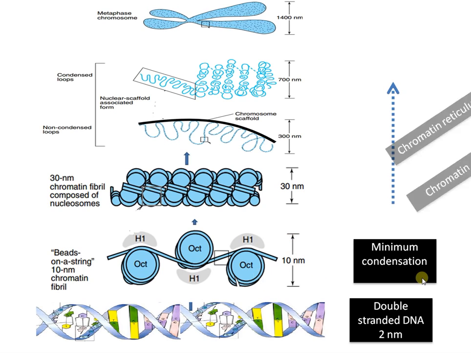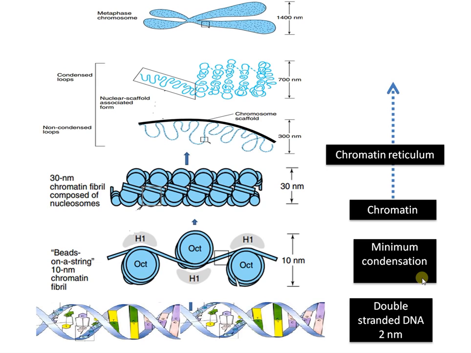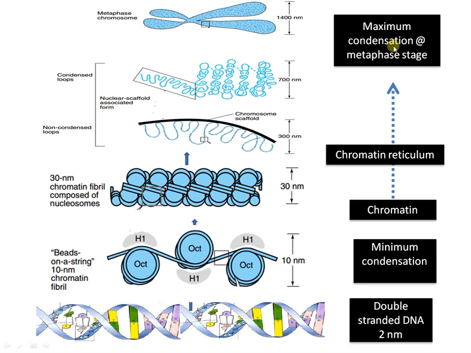This is further condensed, and we call it by different names at different levels of condensation. We call it chromatin or chromatin reticulum during prophase or interphase, where it appears as a thread-like structure. We call it a chromosome when there is maximum condensation, which often occurs at the metaphase stage of cell division, either meiosis or mitosis. So remember, we often use the term chromosome to refer to the metaphase chromosome. The metaphase chromosome is often used for diagrammatic representation, in the case of ideograms, karyotypes, etc.